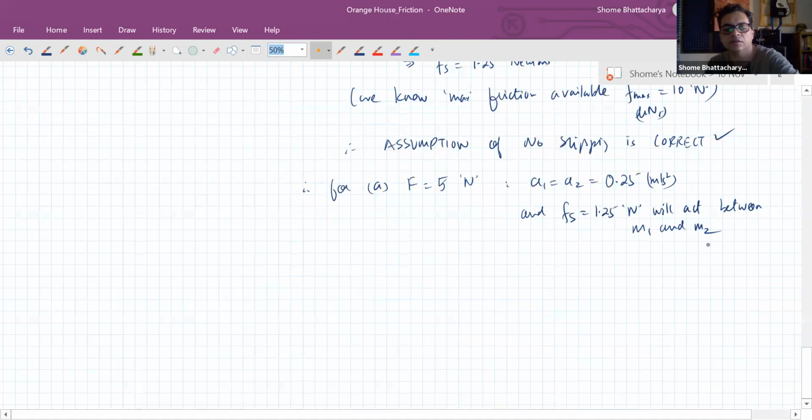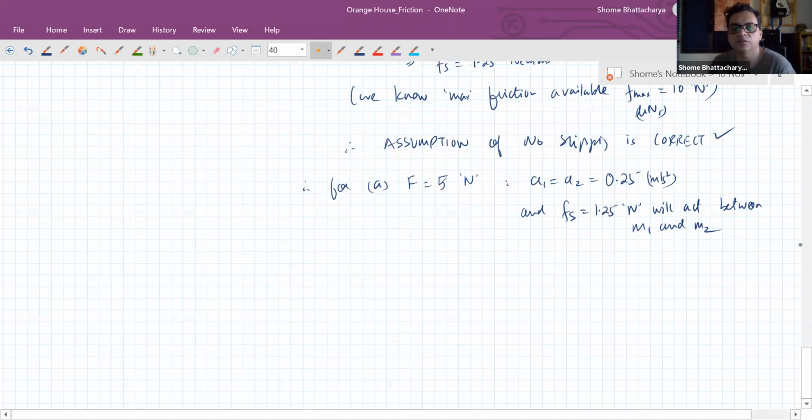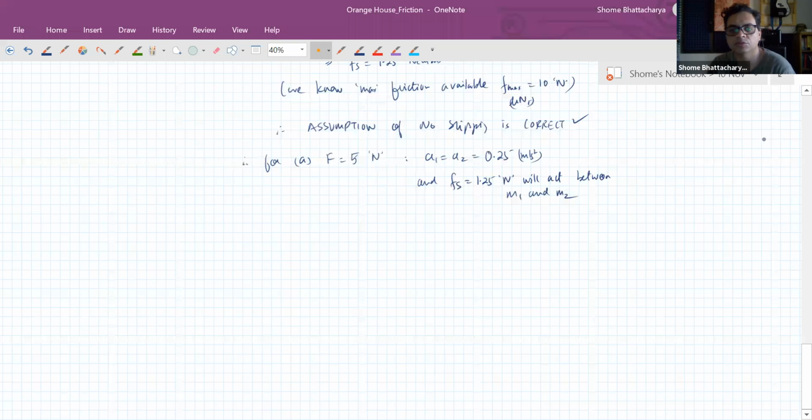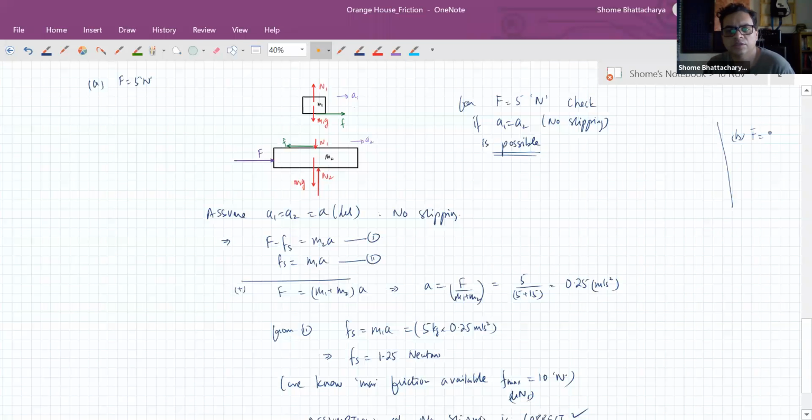In fact, now based on the same method, after noting this down, you can try working the second case out yourself. In the second case, we are increasing the force to, how much was it? Increasing it to, I think, 20 newtons. Yeah.